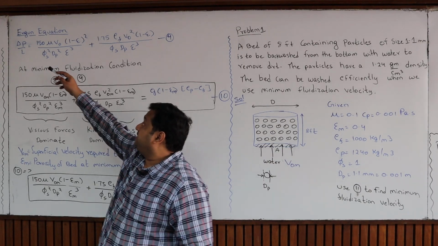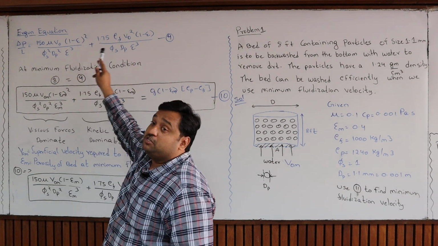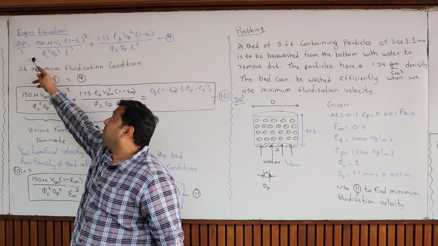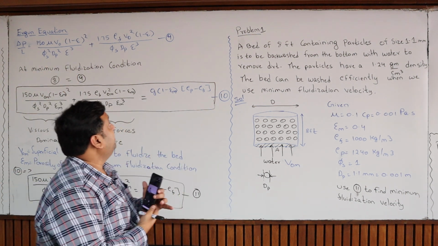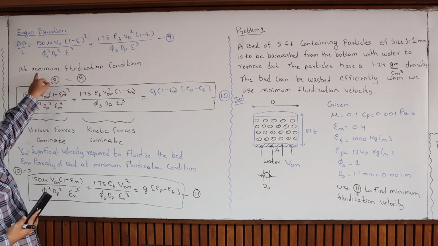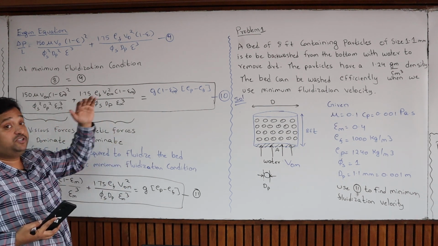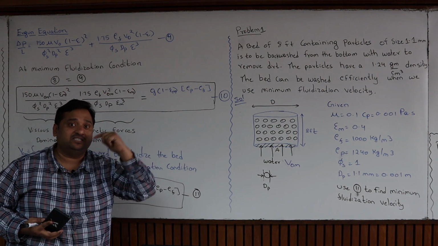Okay, this is the Ergun equation. Delta P by L is equal to this big equation that we derived in the last class. Simply substitute the value of delta P by L in the previous equation number 8. If you do that, at minimum fluidization condition, the pressure drop because of the packed bed is equal to the pressure drop caused in the fluidization.